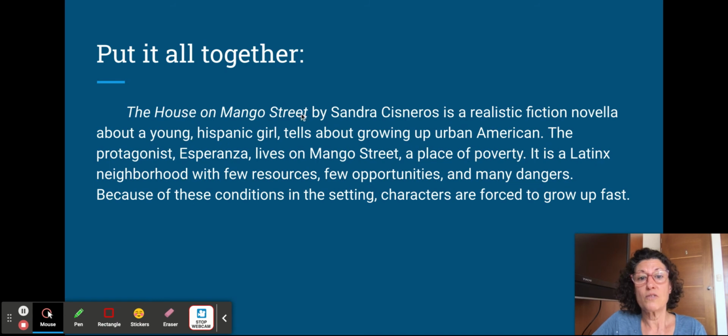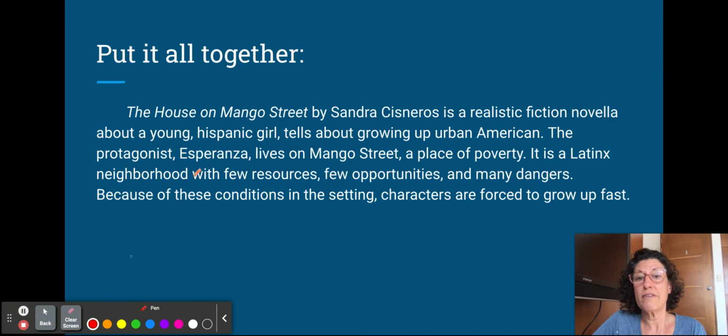The House on Mango Street by Sandra Cisneros is a realistic fiction novella about a young Hispanic girl growing up in urban America. The protagonist, Esperanza, lives on Mango Street, a place of poverty. It is a Latinx neighborhood with few resources, few opportunities, and many dangers. Because of these conditions in the setting, characters are forced to grow up fast.